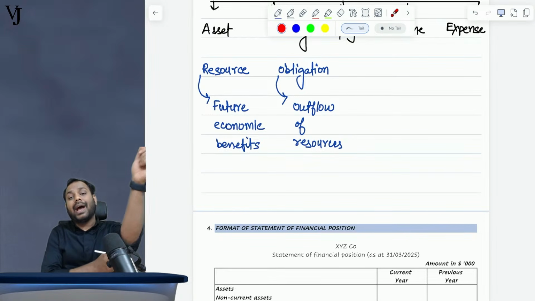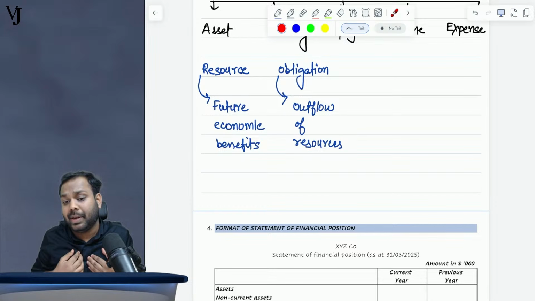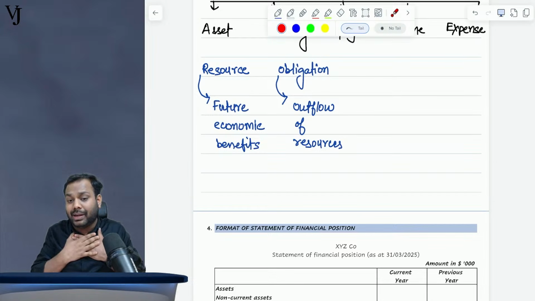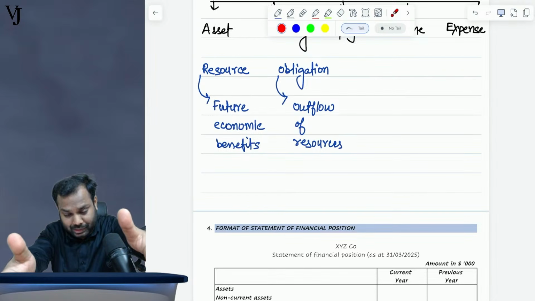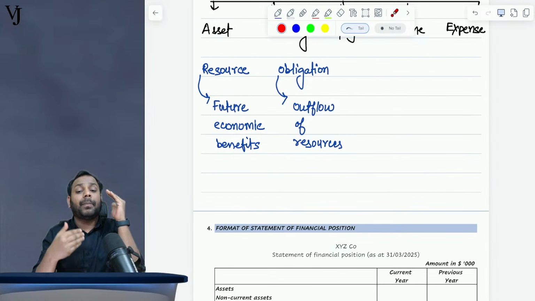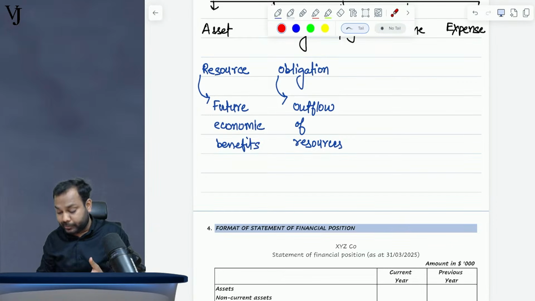Now understand, I have collected fees from you guys. Is that fees my asset or a liability? Come on, tell me. It's my liability. Why? Because I have an obligation to deliver my lectures to you guys. So it is an obligation which will be settled by outflow of resources. What are the resources? My time is my resource, right?